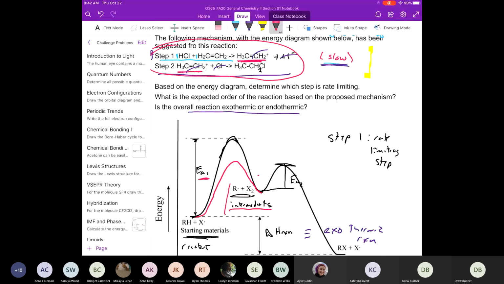So we change EA1 to a lower value using a catalyst. The catalyst itself is not necessarily involved in the overall reaction, but it's going to change the way that reaction goes from reactants to product by lowering the activation energy of at least one step, primarily the rate limiting step.